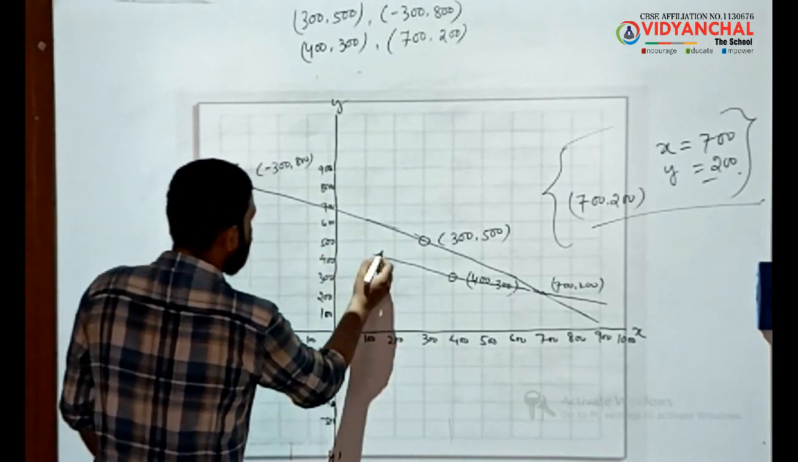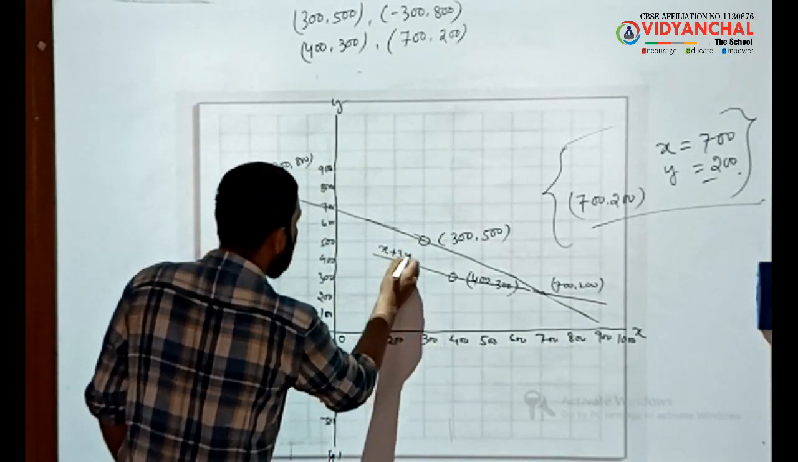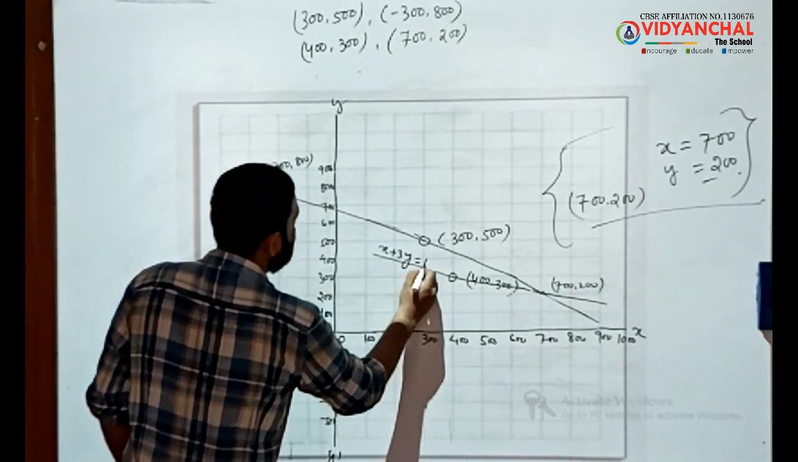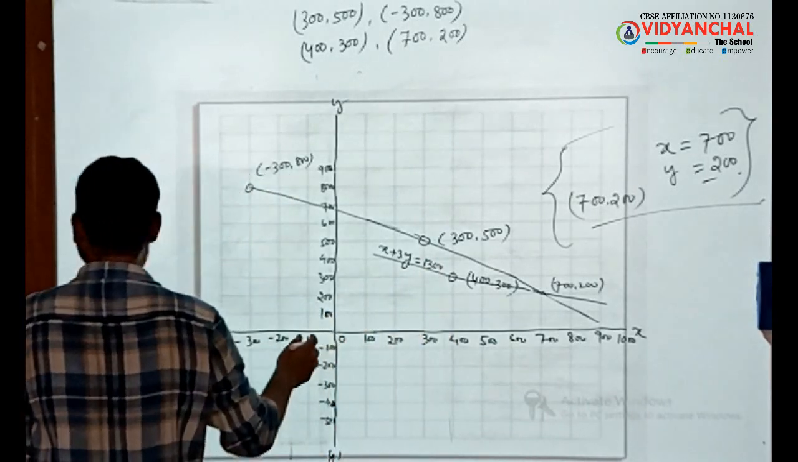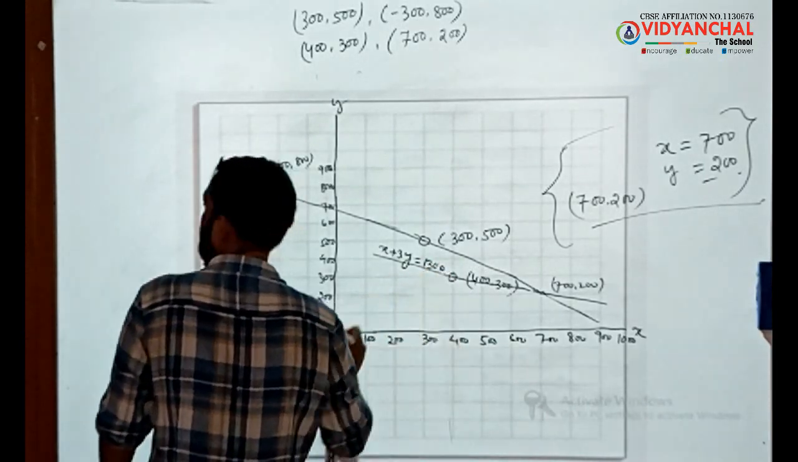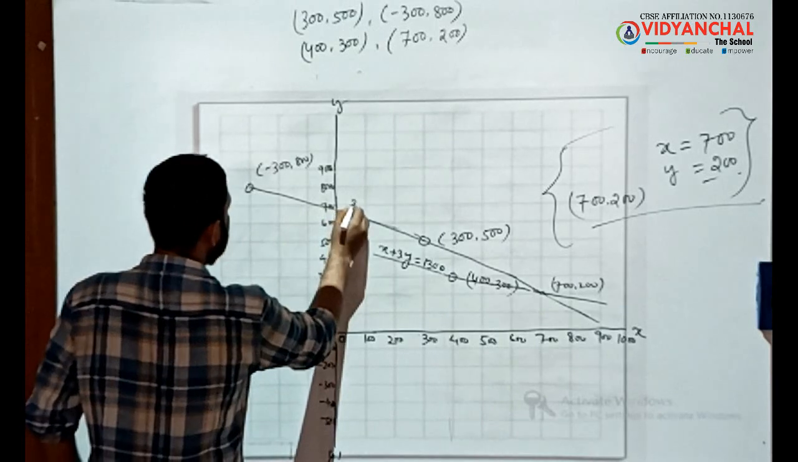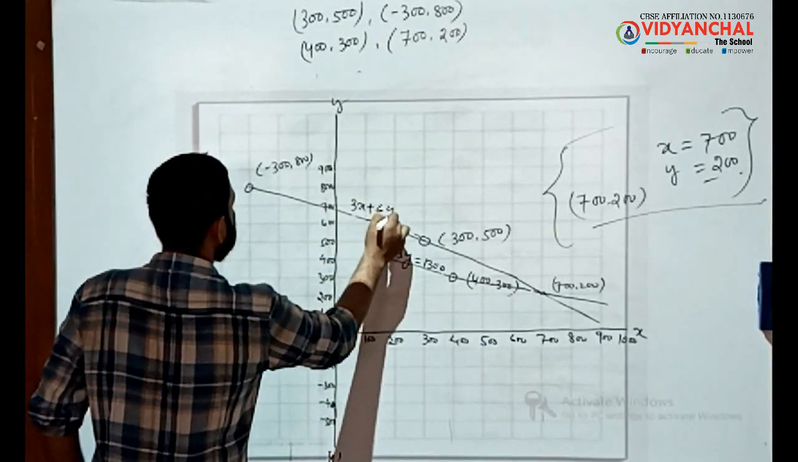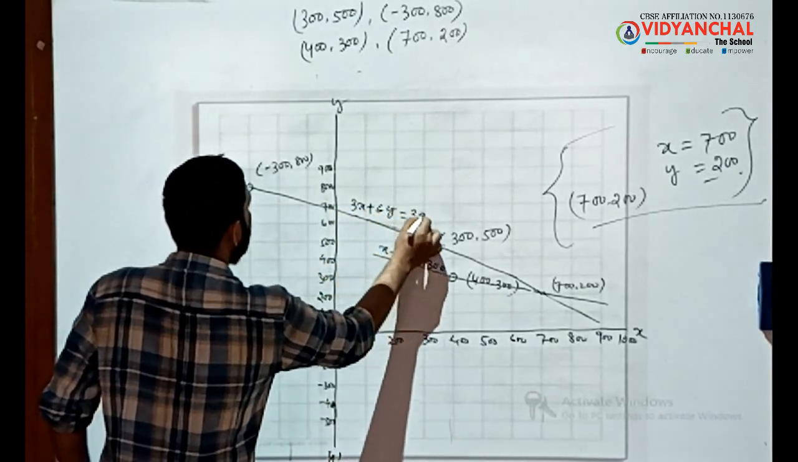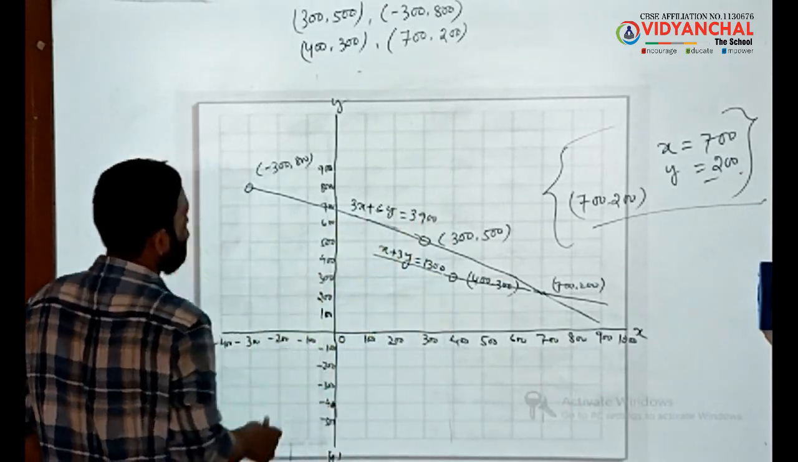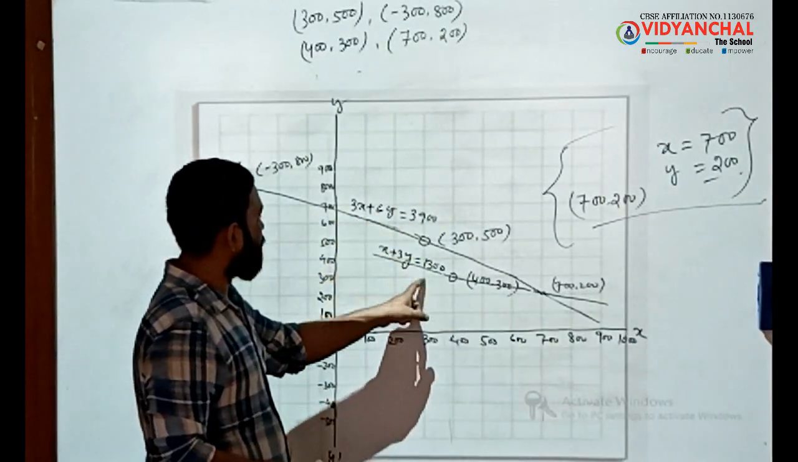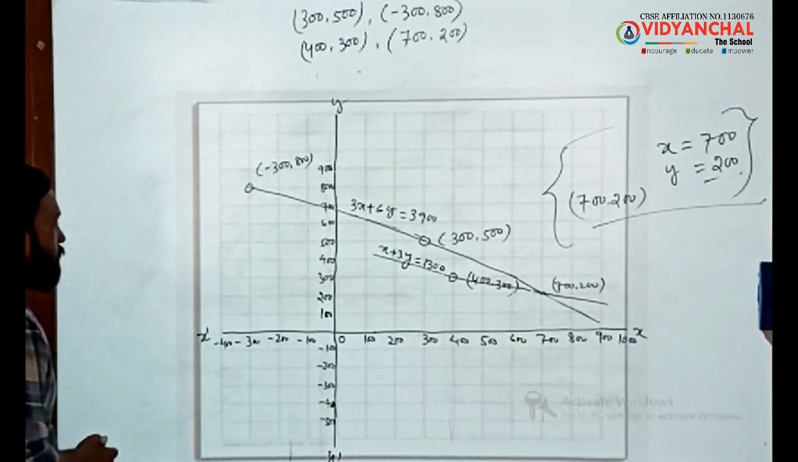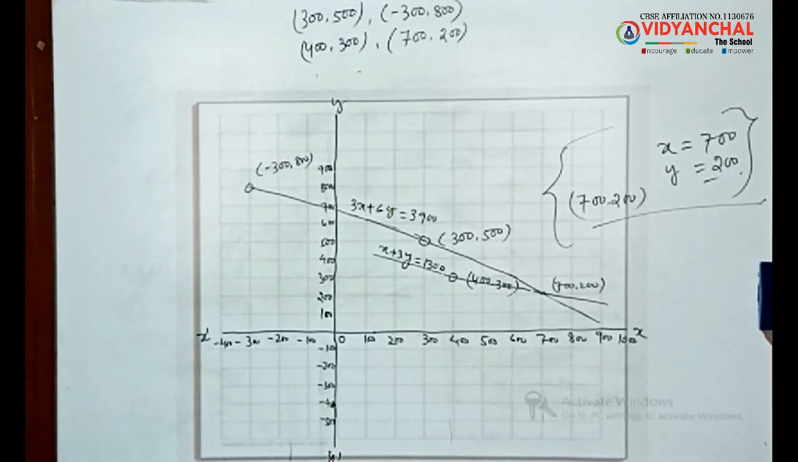And we will write that equation here. x plus 3y equal to 1300 and 3x plus 6y equal to 3900. This line is for this equation and this line is for this equation. And the third one is your homework.